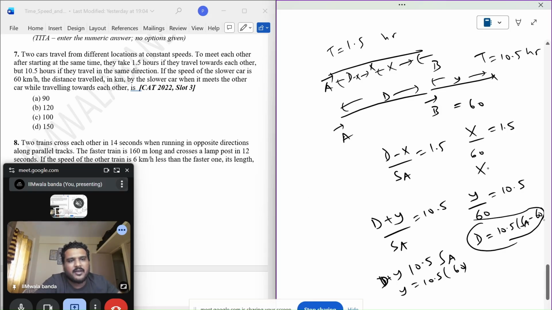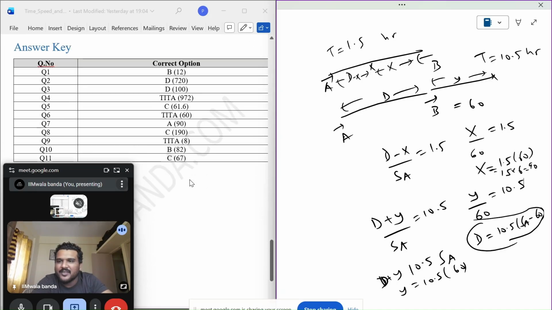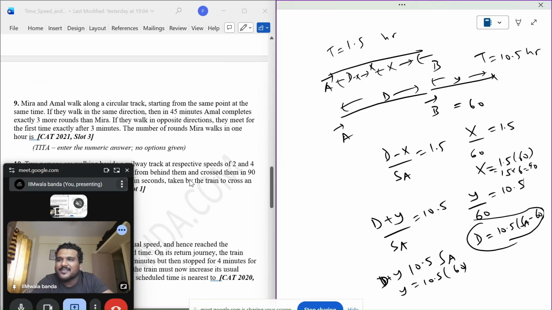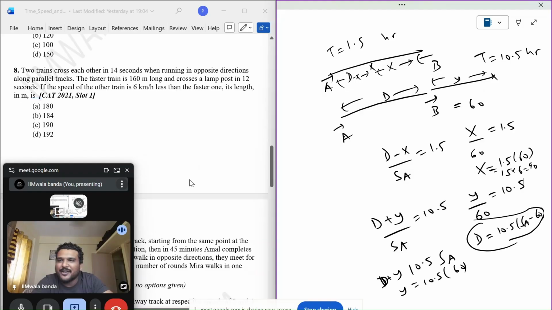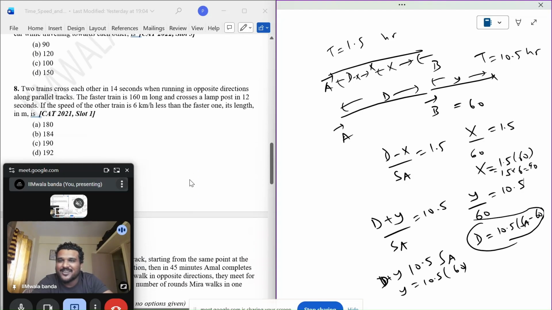So, hey, X is 1.5 into 60. 15 into 6, 6 5 30, 90. Dude, there's no need to solve all of this. It's simply asking X, and I got X just from here. So, I think the answer should be 97th. See, sometimes the answer is right in front of us, and it's a CAT question.